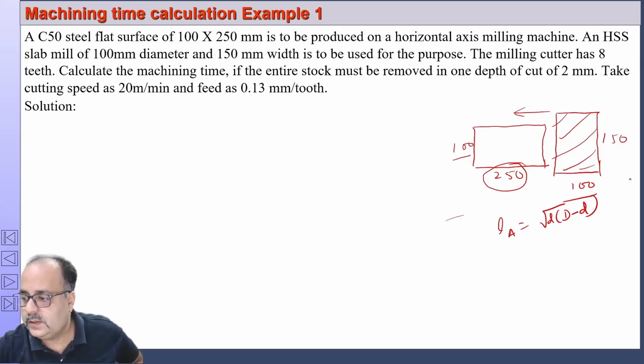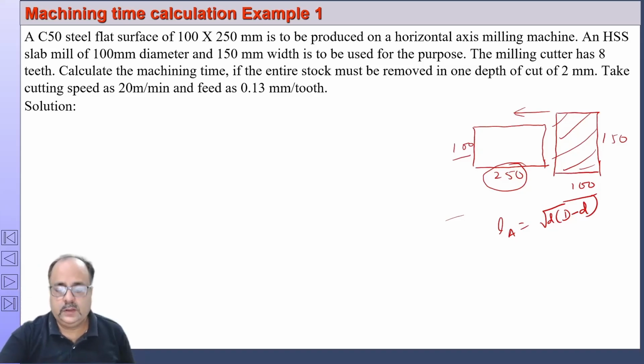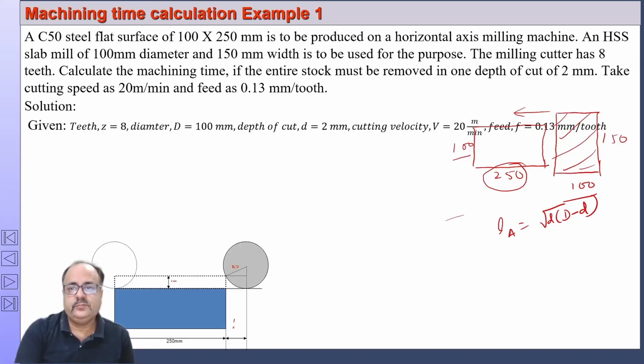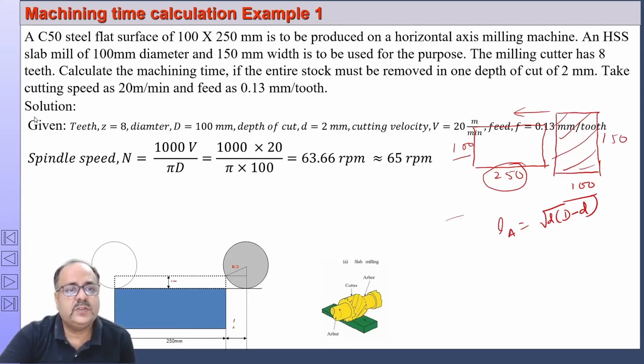Okay, so let's see. This is the case. This is the 2 mm. This 2 mm has to be removed, and the approach length we have to find out. So first we have to find out the spindle speed. The spindle speed v is equal to pi dn by 1000. So n will be equal to 1000 v by pi d. From that we find 63.6 rpm, which I have taken as 65 rpm.